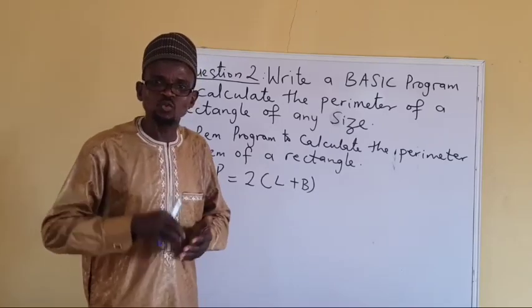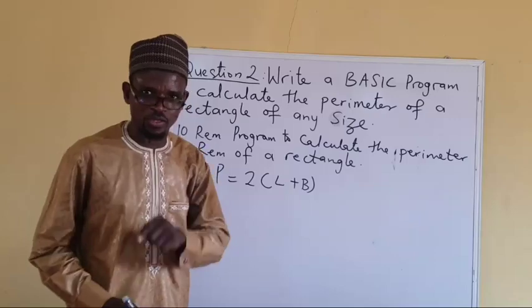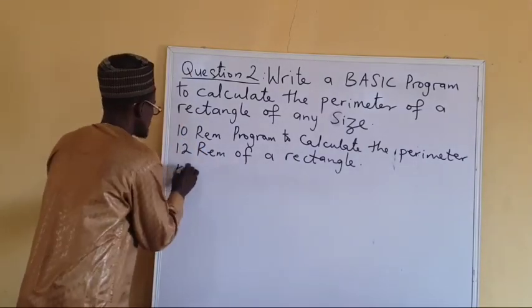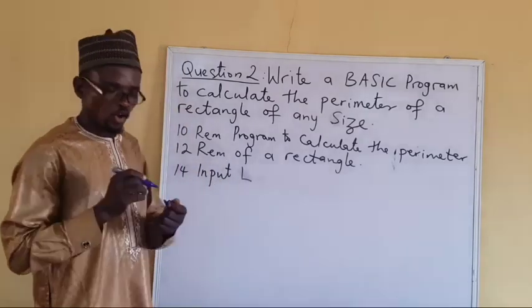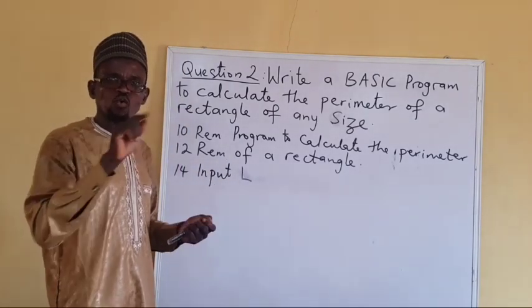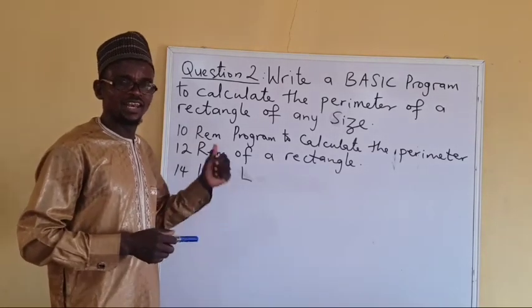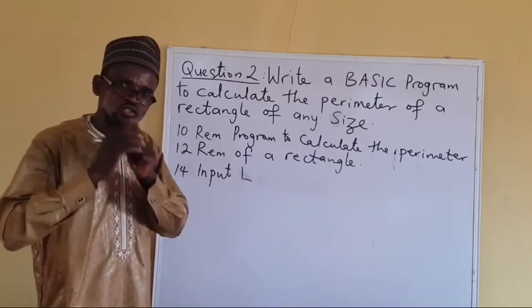So what statement will allow the computer to ask us the value of length and breadth? The statement is input. So 14, input. The computer will only give us a question mark that will allow us to supply the length. But we may not know what the computer actually asks us to supply.